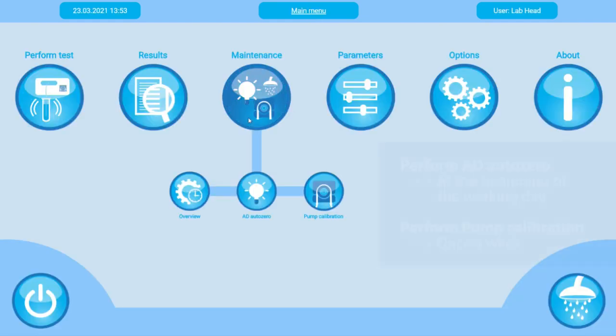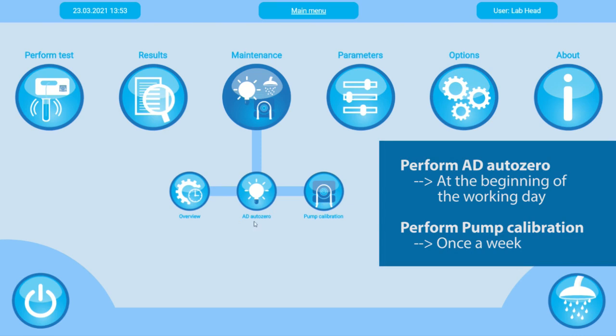In the AD Auto 0 submenu, you find the procedure to initialize the optical system to be performed at the beginning of the working day. And the option Pump Calibration enables to calibrate the peristaltic pump to ensure precise and accurate sample aspiration. It should be performed once a week.